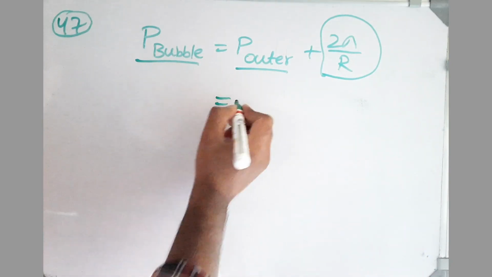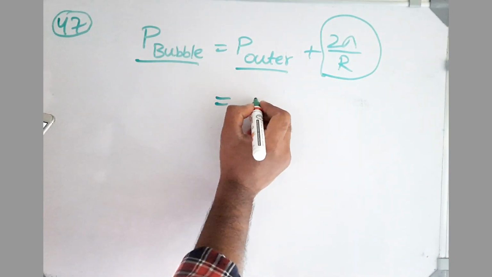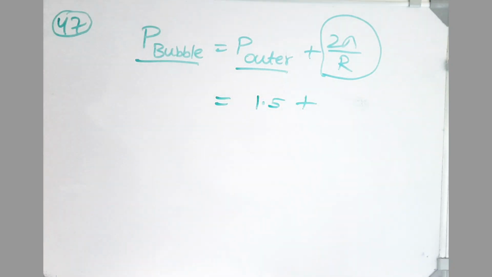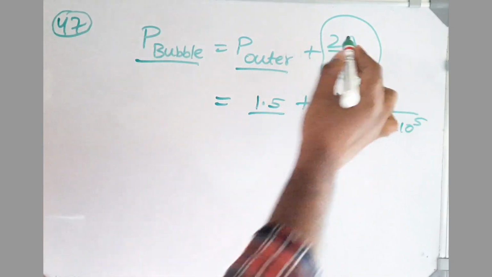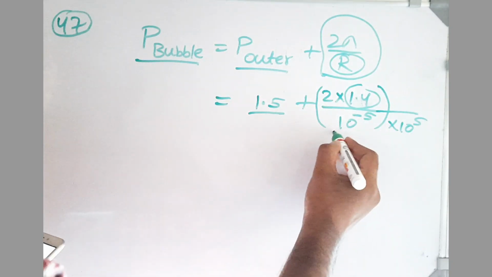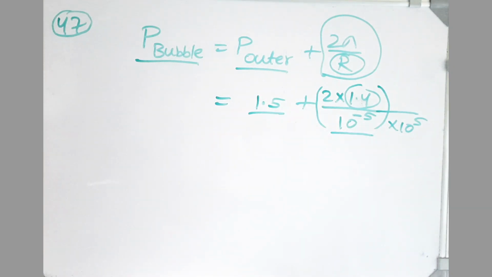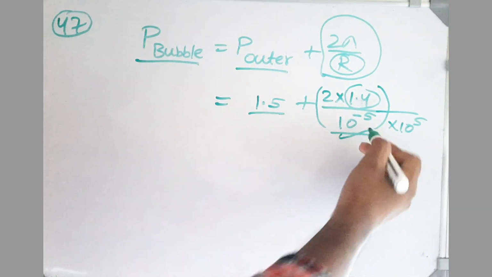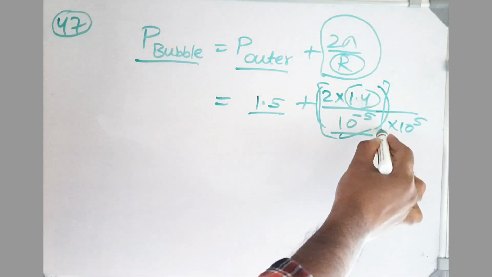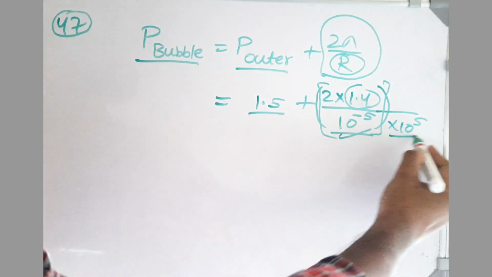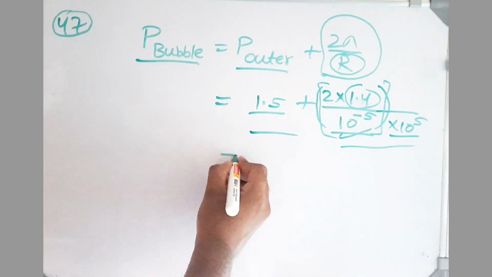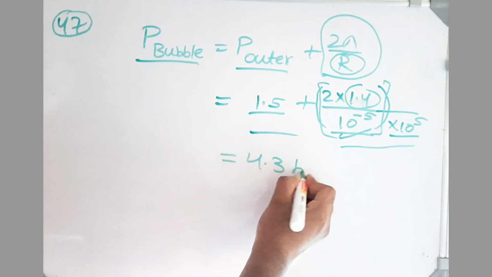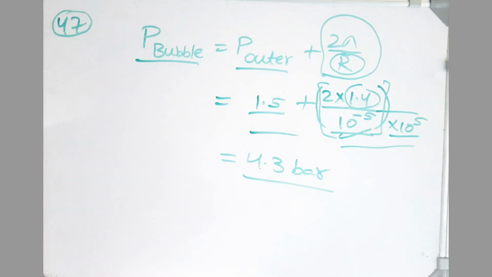So friends, here every parameter is given. Outer pressure is given as 1.5 bars. Let's substitute the given values. P outer is given as 50 and sigma is given as 1.4. Radius is 0.01 mm, so if you convert it, we get 10 to the power of minus 5 meters. Since what we get is pascals and we need to convert into bars, we divide it, and now everything is in bars, friends. On solving this, we get 4.3 bar as our answer.